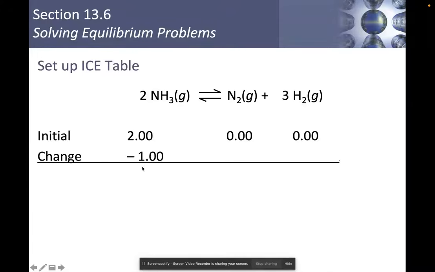Change, okay? How do I know I'm losing 1? It tells me at equilibrium it's 1, so I have to lose 1. Now, here's where it gets tricky. This has a 2 in front of it. It's double. This doesn't. This has a 3 in front of it. So what should the change be? The answer, half, right? This is double. So what's half of this? It's 0.5. And yes, it's positive because I'm gaining products. I lost reactants.